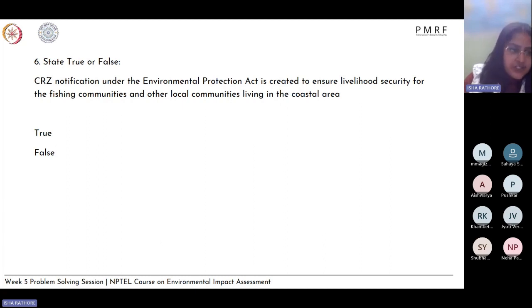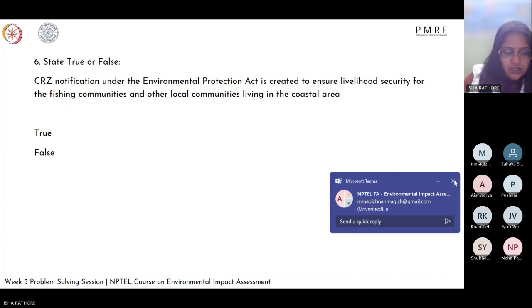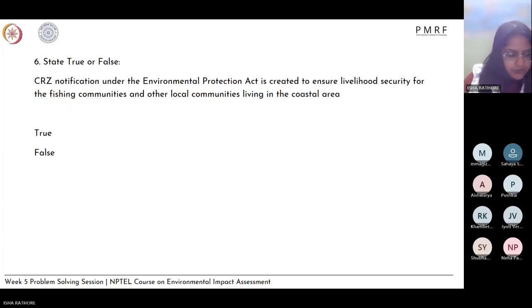The CRZ or Coastal Regulation Zone notification under the Environment Protection Act is created to ensure livelihood security for the fishing communities and other local communities living in the coastal area. So is this statement true or false? Okay, so we have one answer A, that is true. So the statement is in fact true.